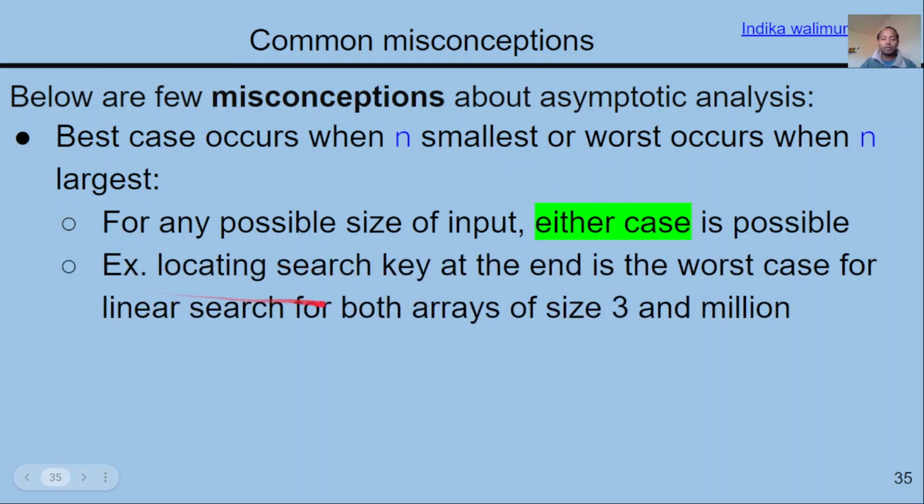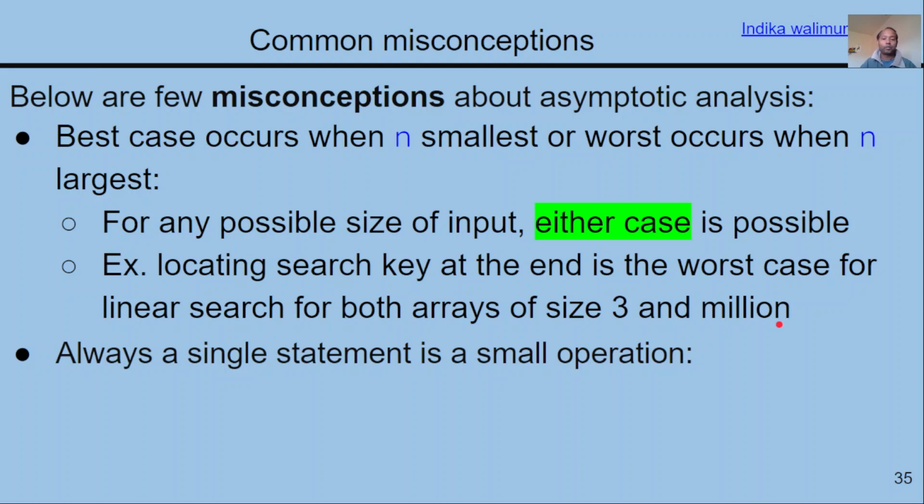Locating the search key at the end of the array is the worst case for linear search for both arrays of size 3 and of size a million. So there's no such thing as the smallest n being the best case. Locating the search key at the end of the array is the worst case for both the size 3 and the million-size array.